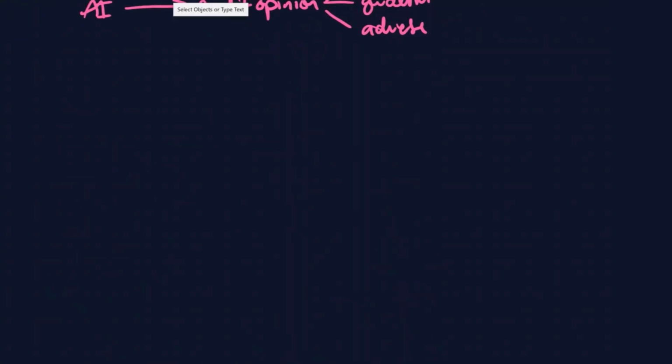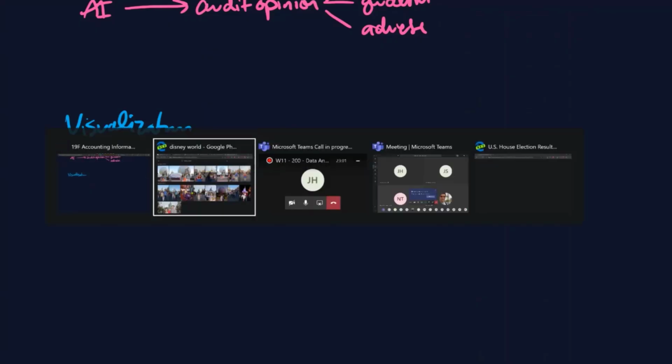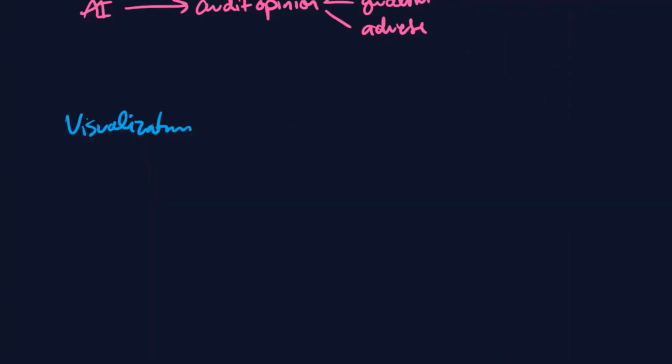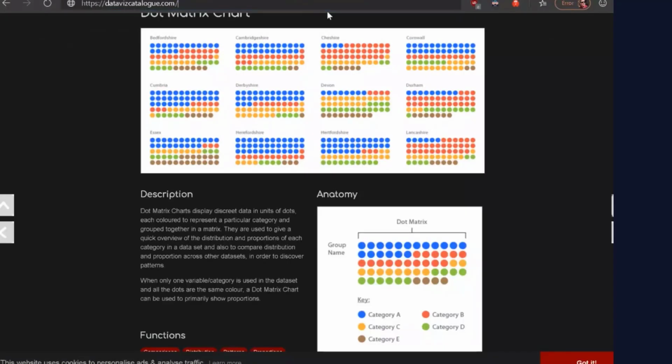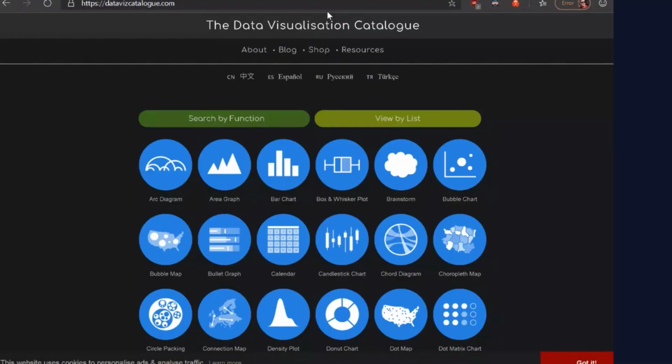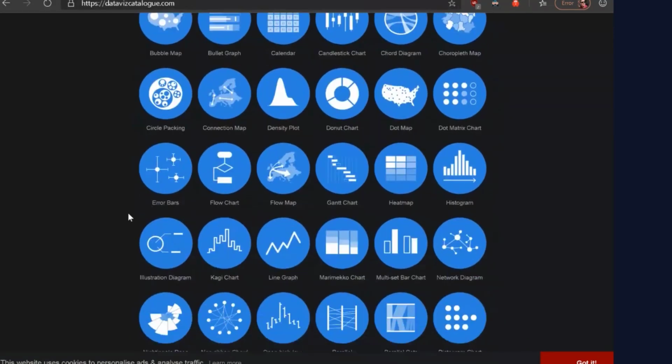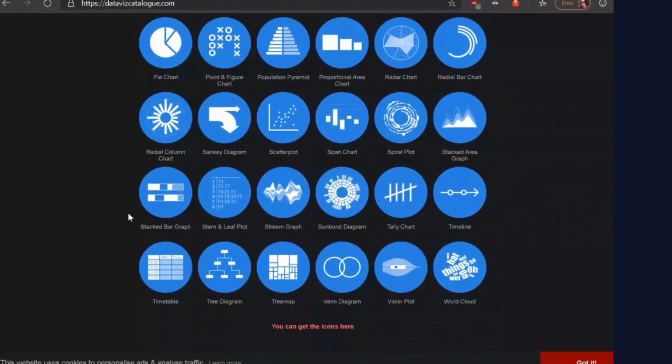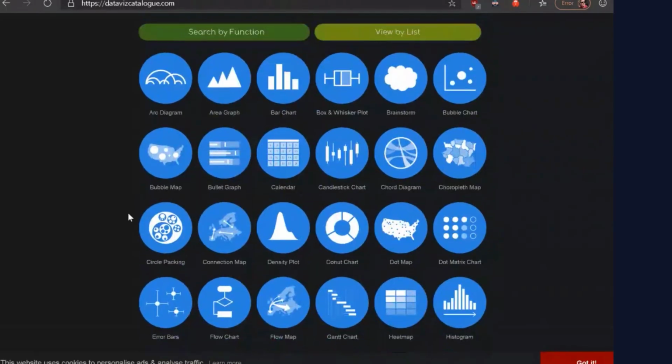To visualizations. With our visualizations, there's a website that I've included in the notes called DataViz Catalog. DataViz Catalog is basically a website that pulls together all the different types of visualizations that you could come across when you're trying to share data.